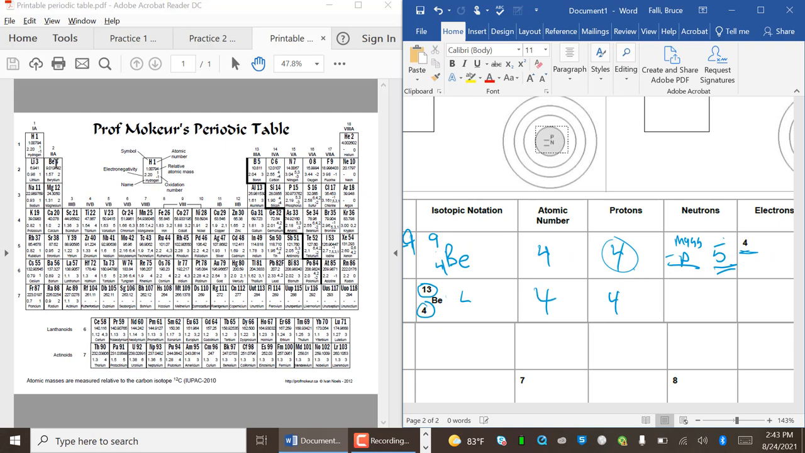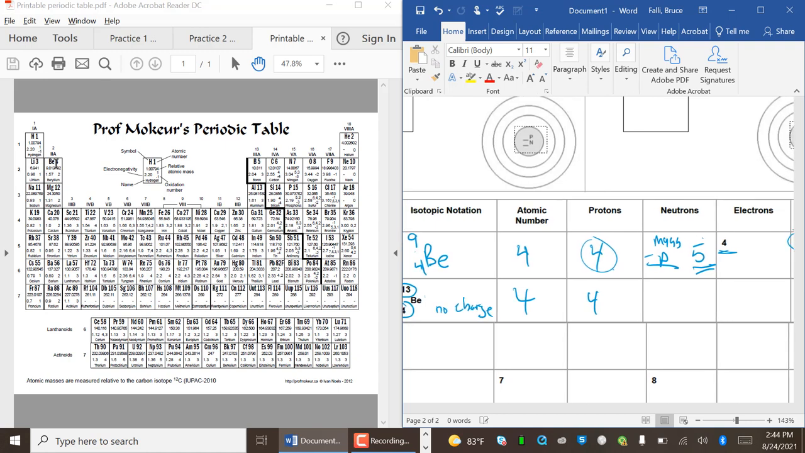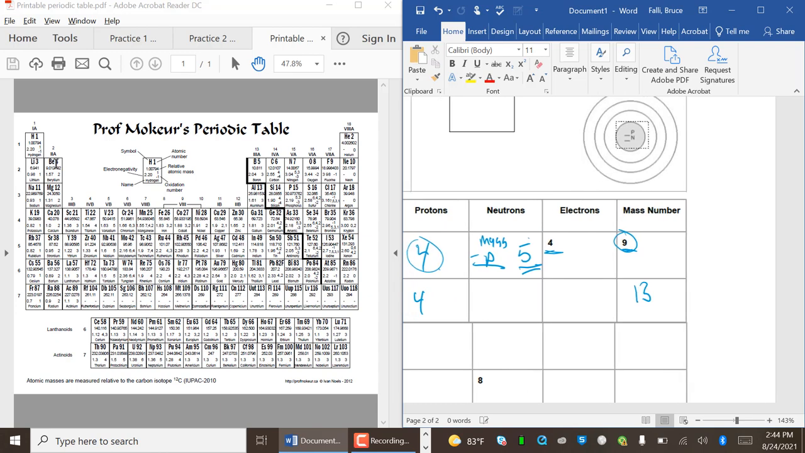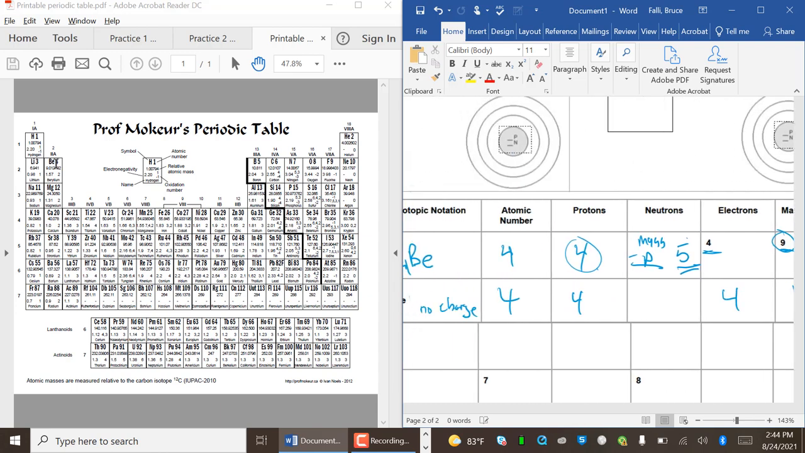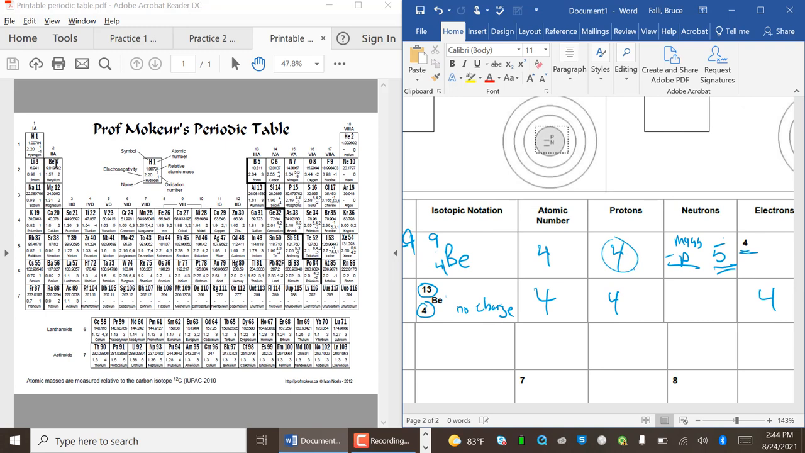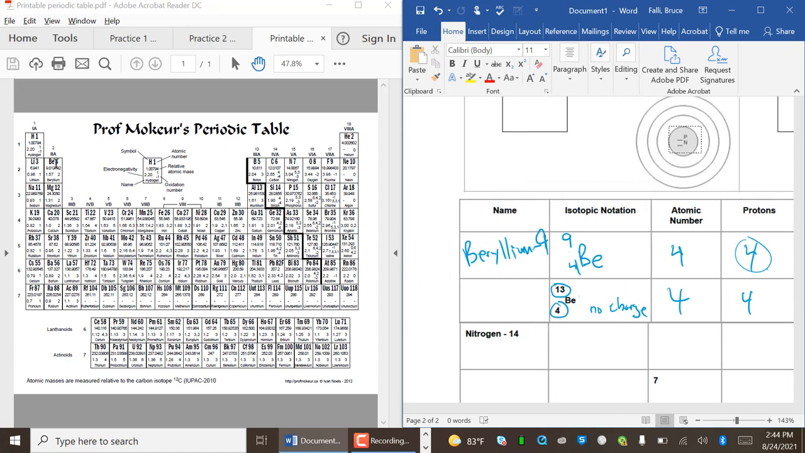4, 4. Now notice there's no charge here. If there's no charge, that means that protons equal electrons: 4. Now all I have left here is neutrons, and that's mass minus protons. 13 minus 4 is 9. So the name is still beryllium, B-E-R-Y-L-L-I-U-M, dash mass 13.